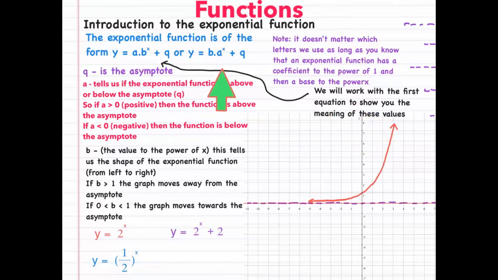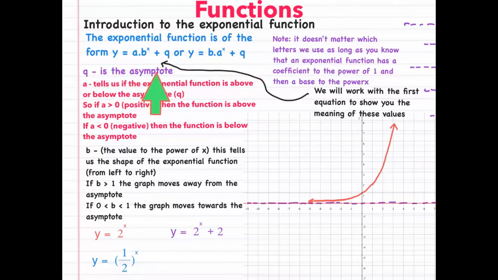So don't get confused if they give you this one and they ask you to solve for b and for q. It means exactly the same as if we have this one and we need to solve for a and for q. So basically we are solving for a number coefficient, and sometimes we solve for the base to the power of x, and that is my asymptote. We will look at these values in due time. So we are going to work with this function here. Forget about this one for now.